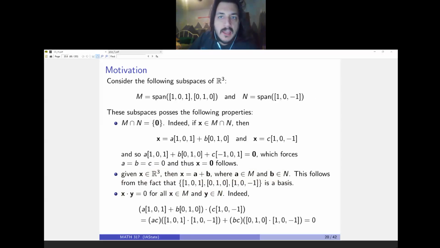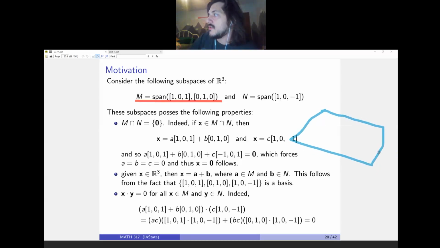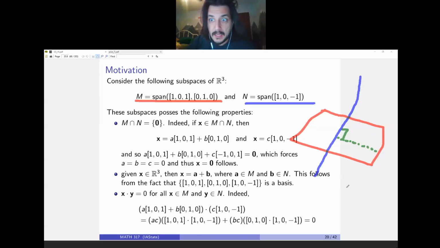All right. So again, the image to be keeping in your mind while we're talking about these ideas. So we've got a subspace M. It's generated by two things, so it looks like a plane. N here is a span of a single element, so it looks like a line. And these just so happen to work out that the intersection of them is trivial, and that intersection that they have forms a nice right angle. So in other words, another way of saying this line is perpendicular to that plane.